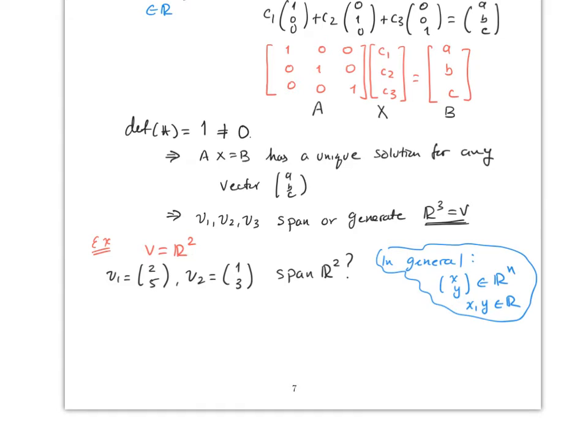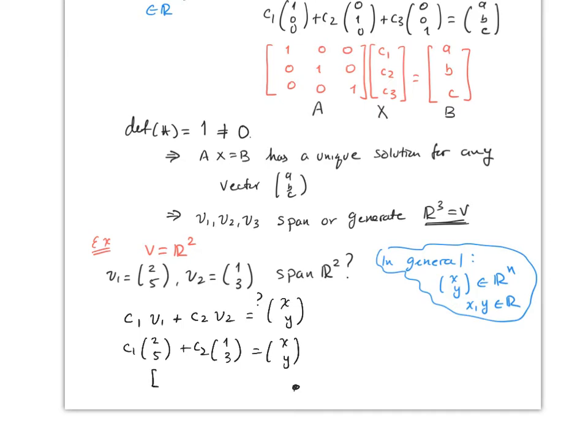Well, let's see. If we use a constant C1 times the first vector, and a second constant C2 times the second vector, the question is, can you solve this all the time? So this will be C1 times (2, 5) plus C2 times (1, 3). And if we use the same trick, notice that the matrix is going to be [2, 1; 5, 3] times (C1, C2).